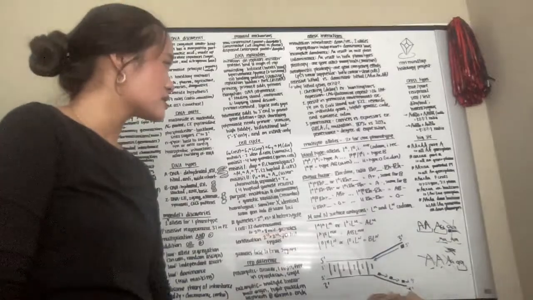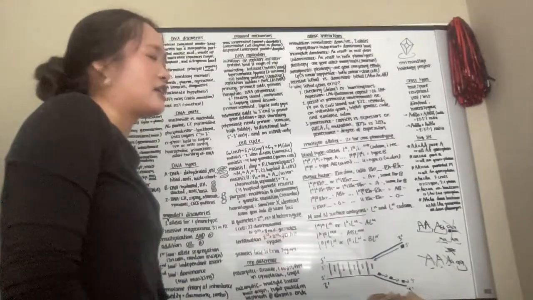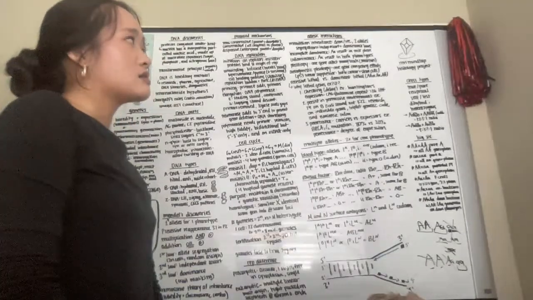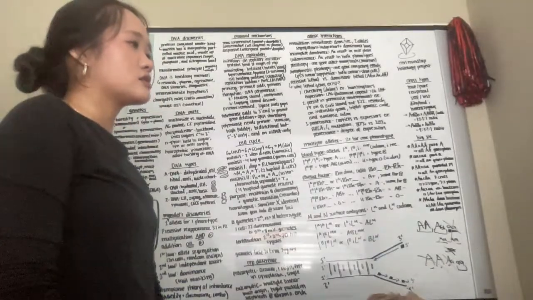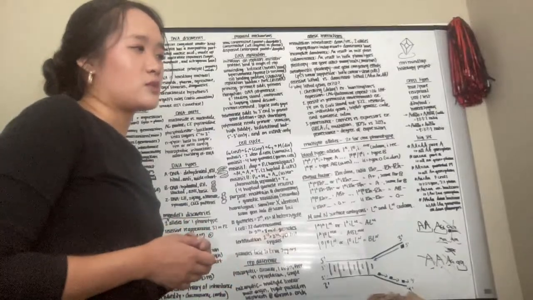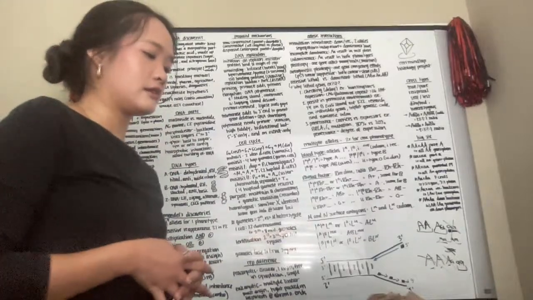And then penetrance is the third reason. Penetrance is basically the amount of carriers versus the amount of expressors. So which people will actually express the gene, and which people are only carriers, who just got lucky and didn't get the lethal effect.